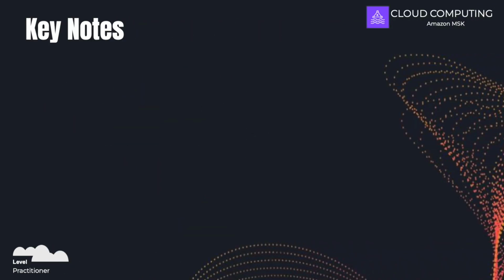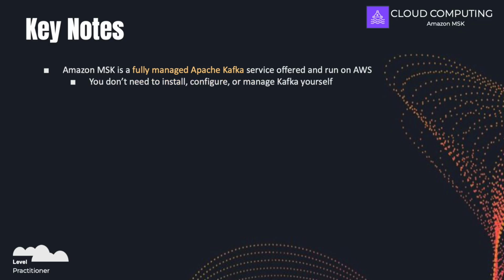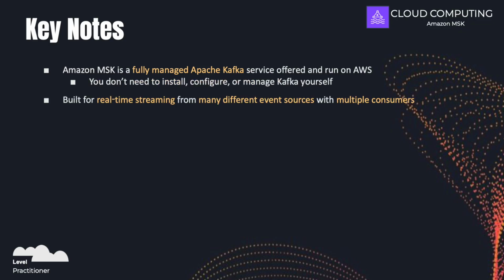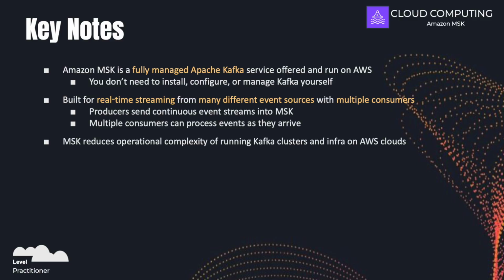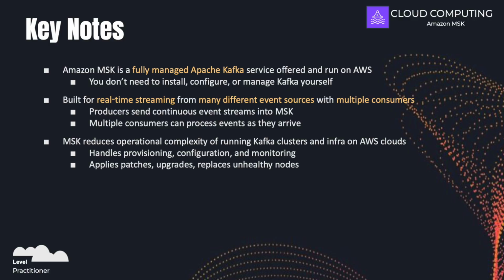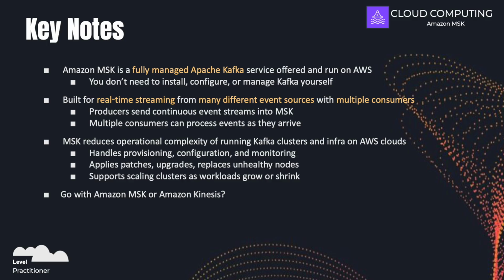Okay, for the final section, to summarize the key points you should take away: Amazon MSK is a fully managed Apache Kafka service on AWS. You don't need to install or manage Kafka yourself. It's designed for real-time streaming data from many event sources and lets multiple consumers process that data as it arrives. It reduces operational complexity by handling provisioning, configuration, monitoring, patching, and replacing unhealthy nodes, and it helps you scale your cluster as your workload changes. It's a great choice if you specifically want Kafka.